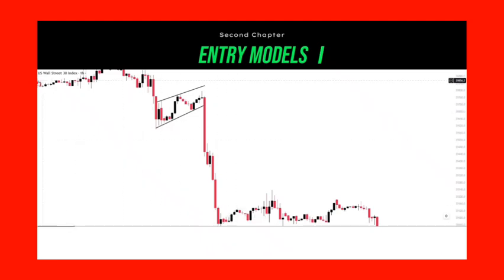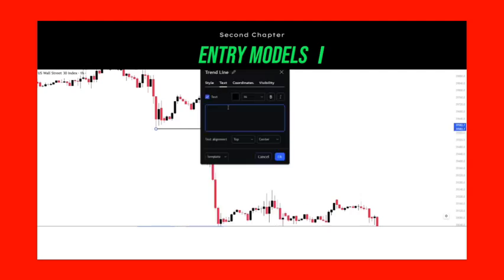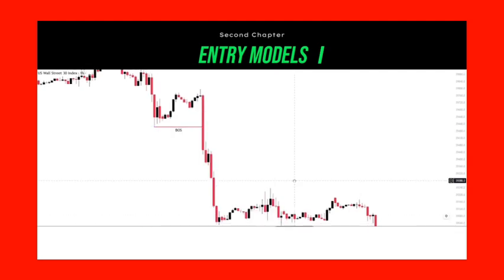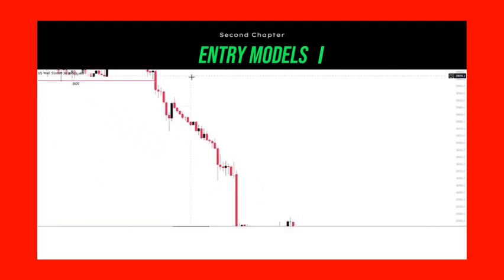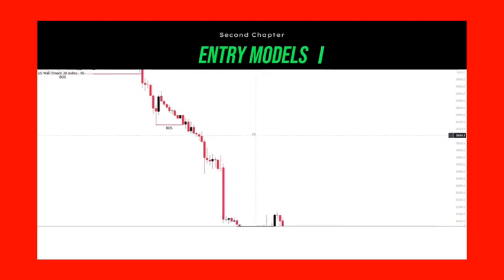The downtrend is easily identified by the bearish breaks of structure. We got one right here, then another one, another break of structure, and one more.